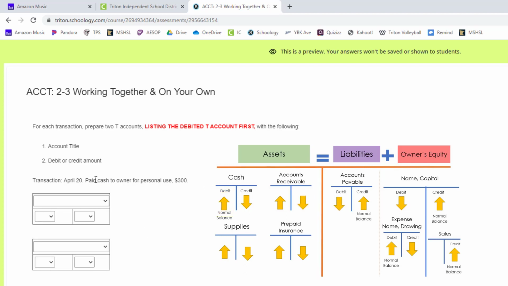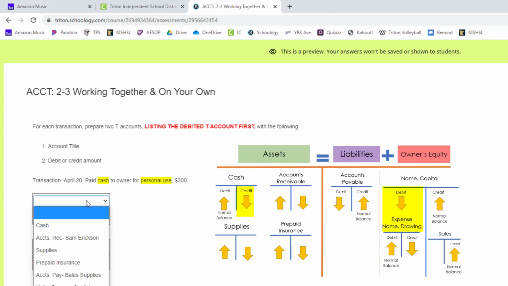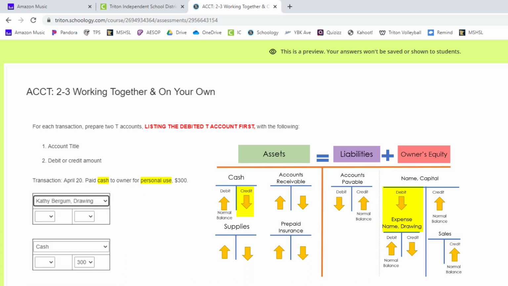In the April 20th transaction, it's paid cash to owner for personal use. So I've got cash as a keyword, and then personal use is my second keyword. When I pay cash, cash decreases, that's a credit. So cash on the bottom, credit on the right. Personal use, that is a withdrawal. So I'm going to use the drawing account, and that is a debit because the overall decrease to owner's equity in a drawing is a debit. Debits, credits, I'm good.